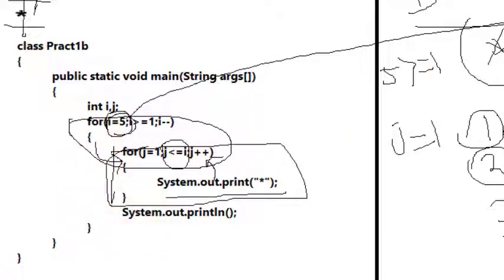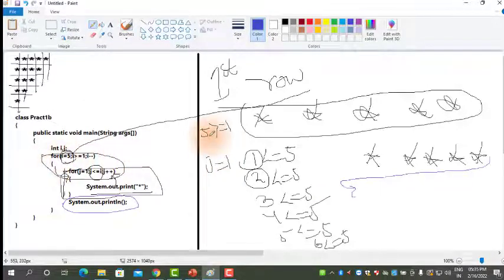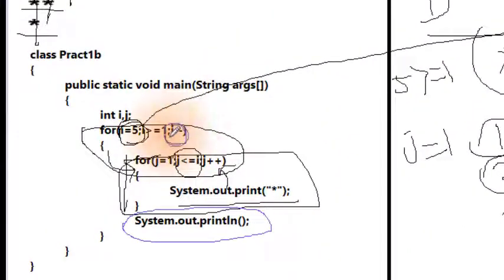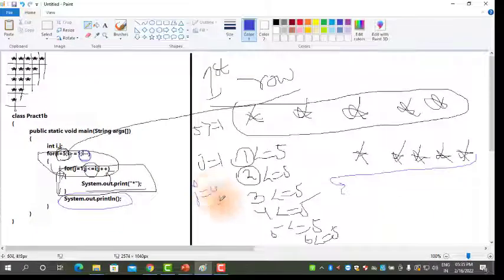This part gets terminated. Now after this it will execute this line, System.out.println. What do you mean by ln? The cursor will come from here to the beginning of the next line. Then again, initially I is 5. Now the I loop is decremented by 1, I minus minus. That means I will become 4. Now 4 is greater than or equal to 1.